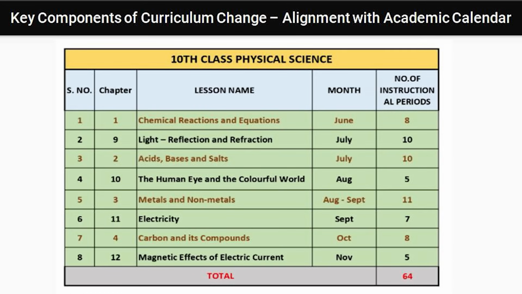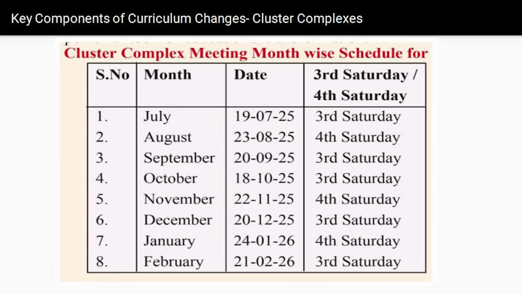Now we will move to the next slide. If you observe from June to February, the total number of working days is aligned with the academic calendar. If you observe the month of June, there are 15 working days. Excluding Saturdays, it is 13. So the total number of working days, excluding Saturdays as well as assessments, is 13 days.